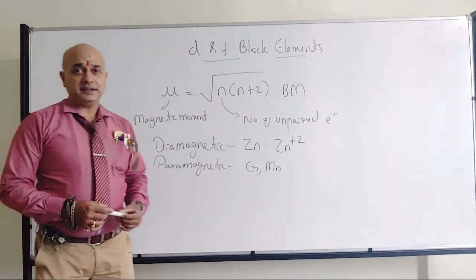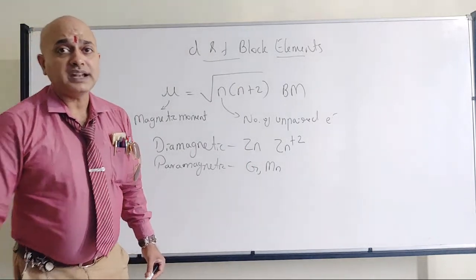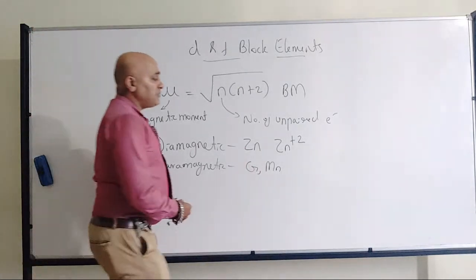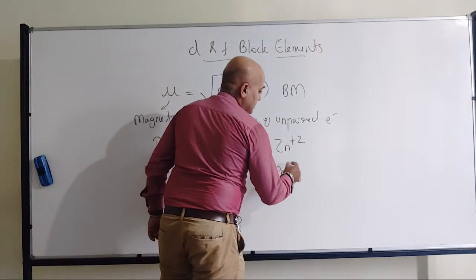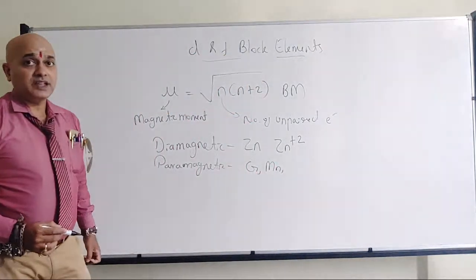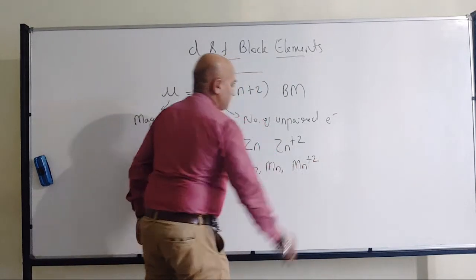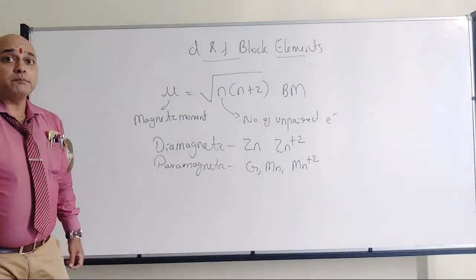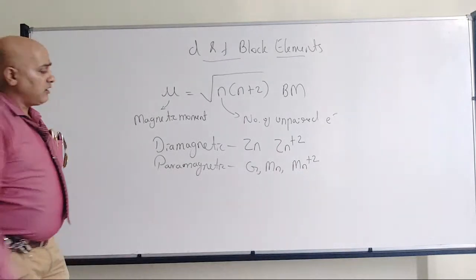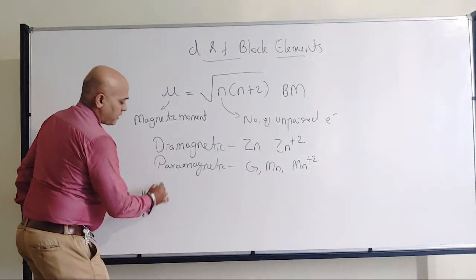Okay, so these are some of the examples. Almost all the elements except iron, cobalt and nickel can be considered as paramagnetic. Even Mn plus 2 and chromium plus 3 ionic forms all have paramagnetic property.